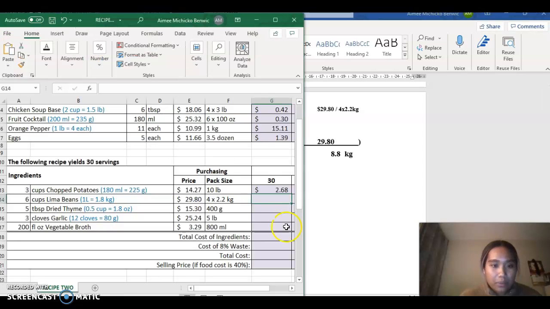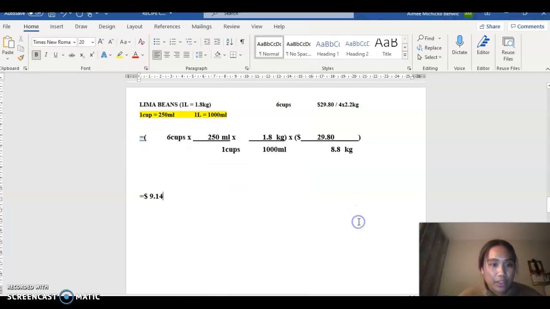And if we put it in our Excel, so 6 cups multiplied by 250 multiplied by 1.8 kilograms divided by 1,000 grams, close bracket, and then the price of $39.80 divided by 8.8 kilograms, close bracket, that gives us $9.14.